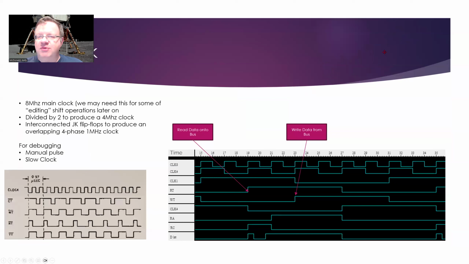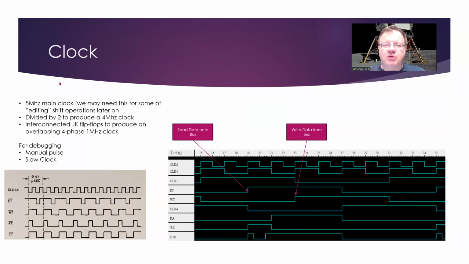I'm going to move myself over here so we can see what we're doing. When we design a computer like the AGC replica, the clock becomes really important because it determines when various parts of the circuitry are going to perform their functions. Two of the things that we've looked at most up till now are the read timer, the RT signal, and the write timer, the WT signal.